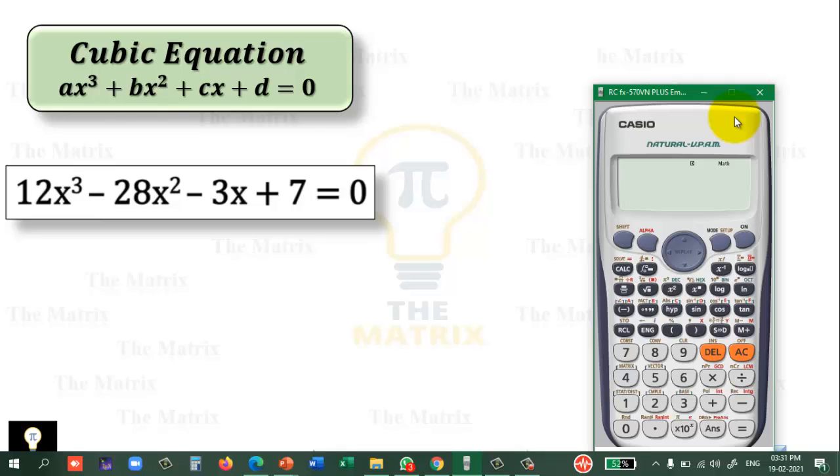Now we will see how to solve a cubic equation, that is of the form ax cube plus bx square plus cx plus d equal to 0. So for instance, we have one equation 12x cube minus 28x square minus 3x plus 7 equal to 0. Since this is a cubic equation, we will be having three solutions for this equation. So we'll get three values for x.